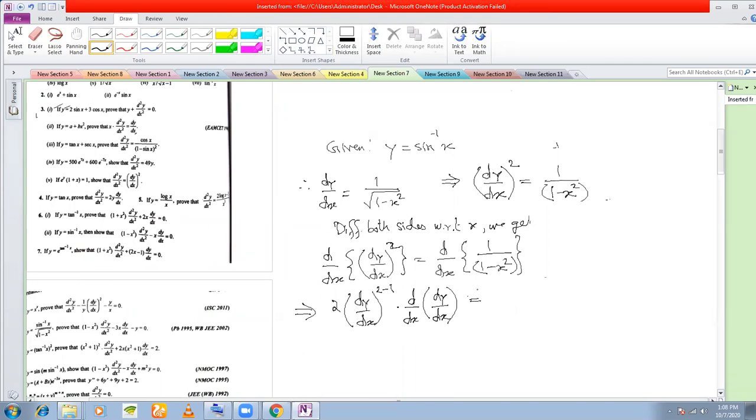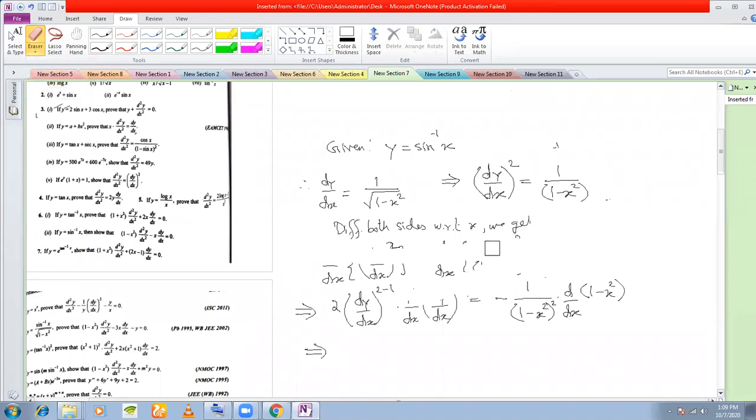How do you differentiate 1 by 1 minus x square? You first differentiate 1 by x. 1 by x, if you differentiate, you get minus 1 by x square into the d/dx of 1 minus x square. What do you get here? Or better still, no, wait. Better still, I just forgot something.